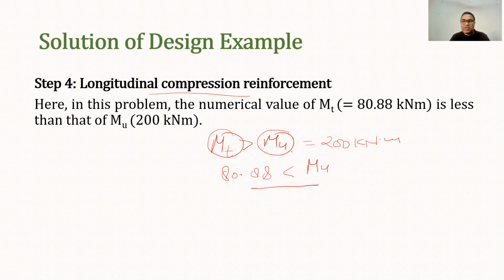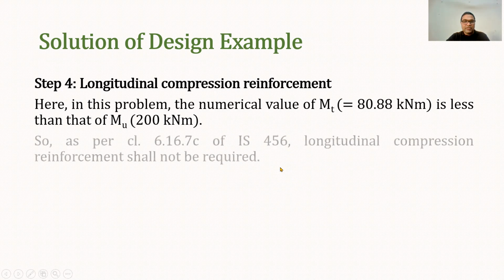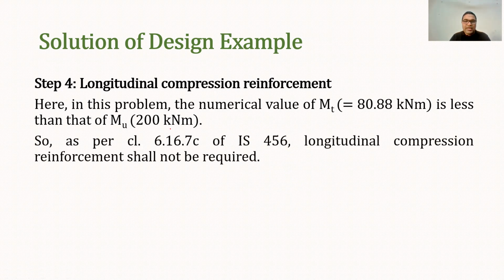We provide compression reinforcement only when MT is more than MU. So we will simply write here that as per this clause of IS code, longitudinal compression reinforcement shall not be required in this case because MT is less than MU.